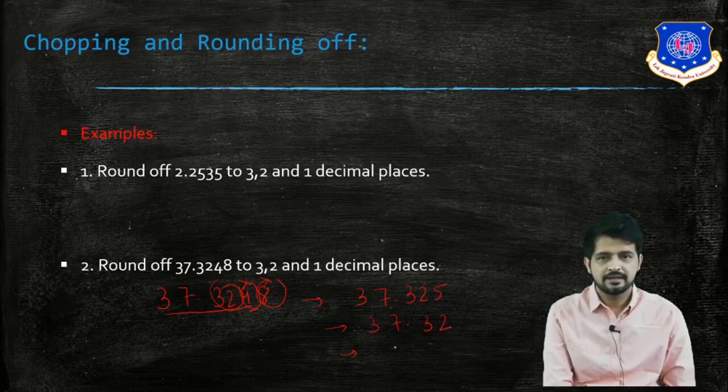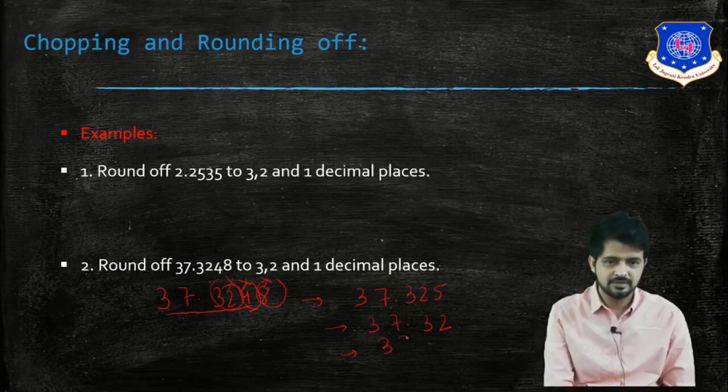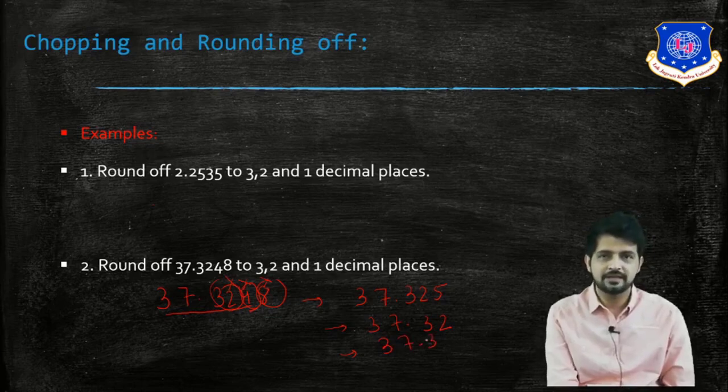Okay, and again if I want to write the number up to 1 decimal place, then I have to only consider this 3 because 2 is less than 5, so all these 3 digits will be neglected and my answer will be 37.3. So in this way we can round off the numbers by using that rounding off concept.